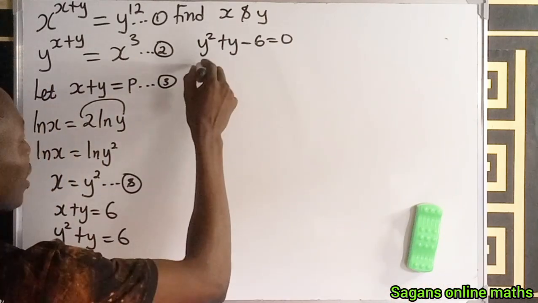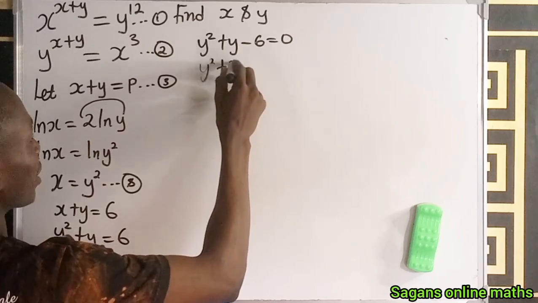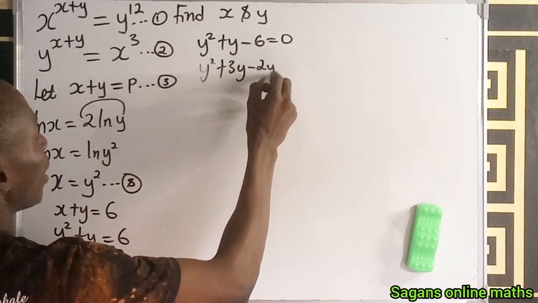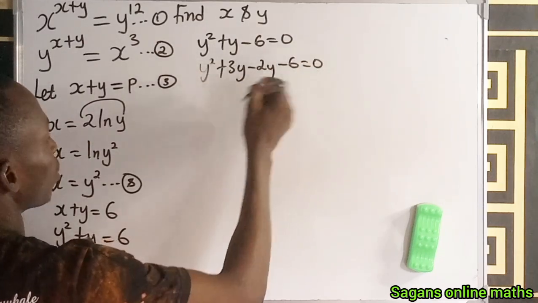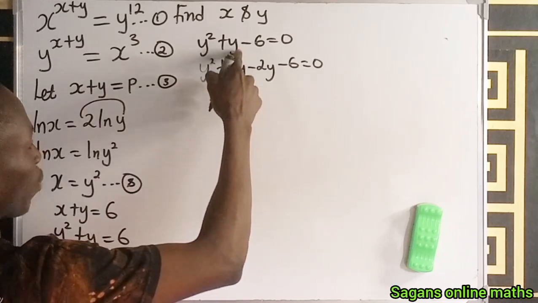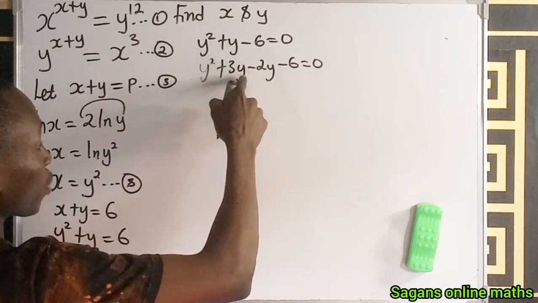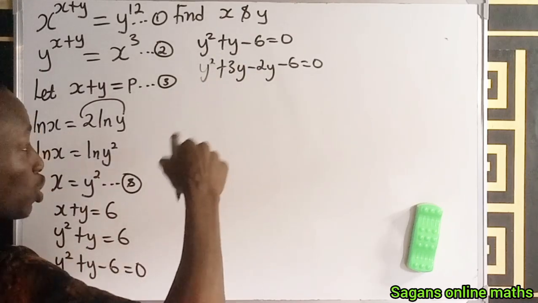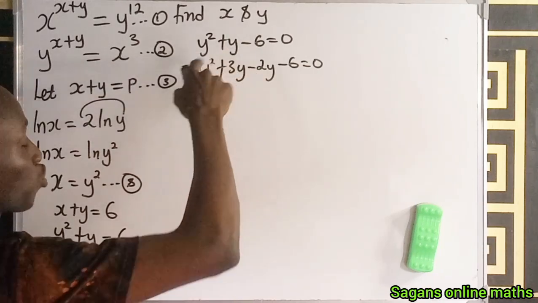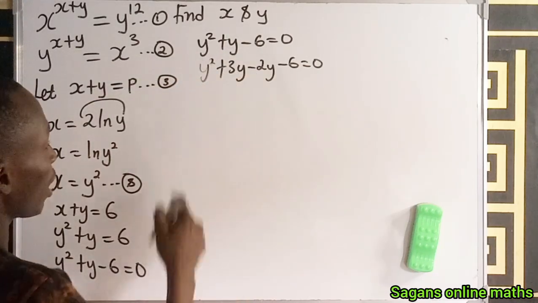So this now becomes y squared, then plus 3y, minus 2y, minus 6 equals 0. 3y minus 2y will give us y. Then minus 3y times minus 2y equals minus 6y squared, because minus 6 times y squared equals minus 6y squared. Okay. Now what is common here?